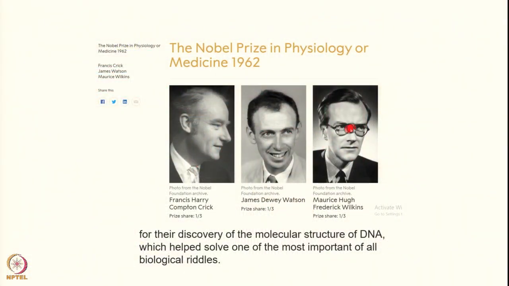Now this process of understanding the structures was of course an important topic, and several people had worked on it, and there are various kinds of empirical rules which had evolved. On the basis of what is called fiber diffraction data, these three people brought out a model of the DNA structure. They proposed a model of the DNA structure, and they got the Nobel Prize for that in physiology or medicine in 1962, for the discovery of the molecular structure of DNA, which helped solve one of the most important of all biological riddles, that is the replication process.